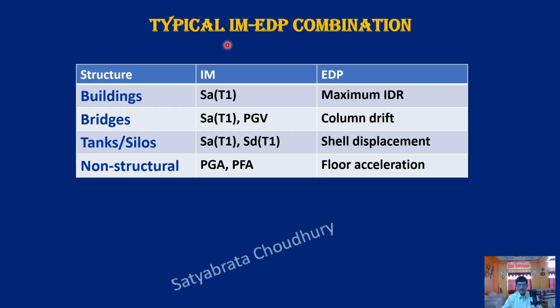Now, what kind of IM, intensity measure, and EDP can be combined together to make the fragility analysis? For buildings, intensity measure is Sa(T1), spectral acceleration at first fundamental period, versus the EDP as maximum IDR, interstory drift ratio. Then in bridges it can be Sa(T1) or PGA, and EDP is column drift. For tank silos, intensity measure Sa(T1) or Sd(T1), and EDP shell displacement. For non-structural components, intensity measure PGA or PFA, and EDP is floor acceleration.